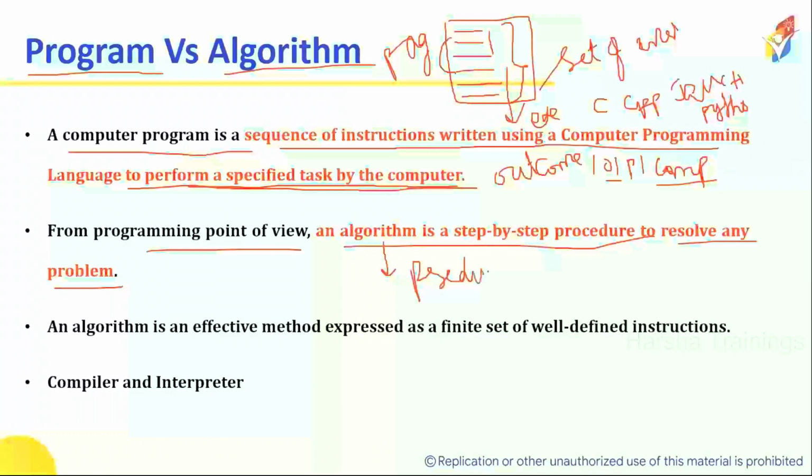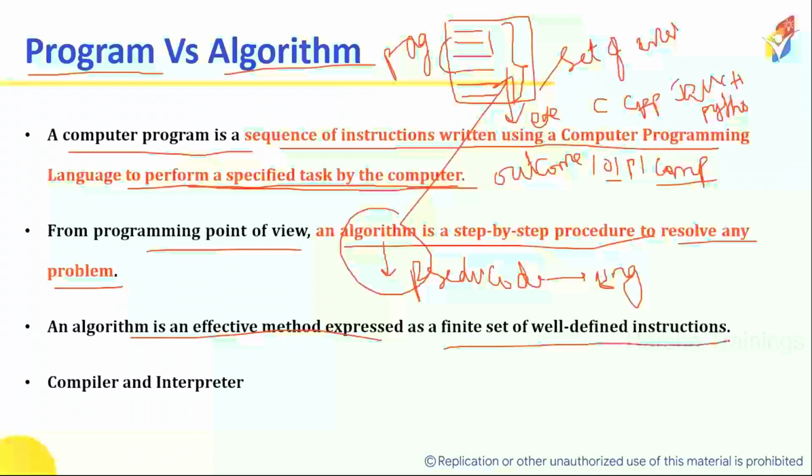What is the meaning of pseudocode? It may be written in English, or Telugu, or Hindi language. Now whenever you join a company as a senior data scientist or junior data scientist or machine learning engineer, the company's system analysts or designers will give you the algorithm and you have to write the code for it. An algorithm is an effective method to express a finite set of well-defined instructions.